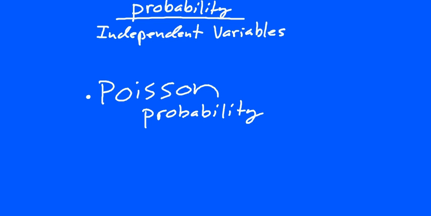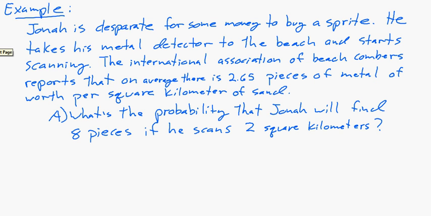The third and final form of the independent variable probability, Poisson probability. Here's an example. Jonah is desperate for some money to buy a Sprite. He takes his metal detector to the beach and starts scanning. The International Association of Beachcombers reports that on average there is 2.65 pieces of metal of worth per square kilometer of sand. Given that, what's the probability that Jonah will find 8 pieces if he scans 2 square kilometers?